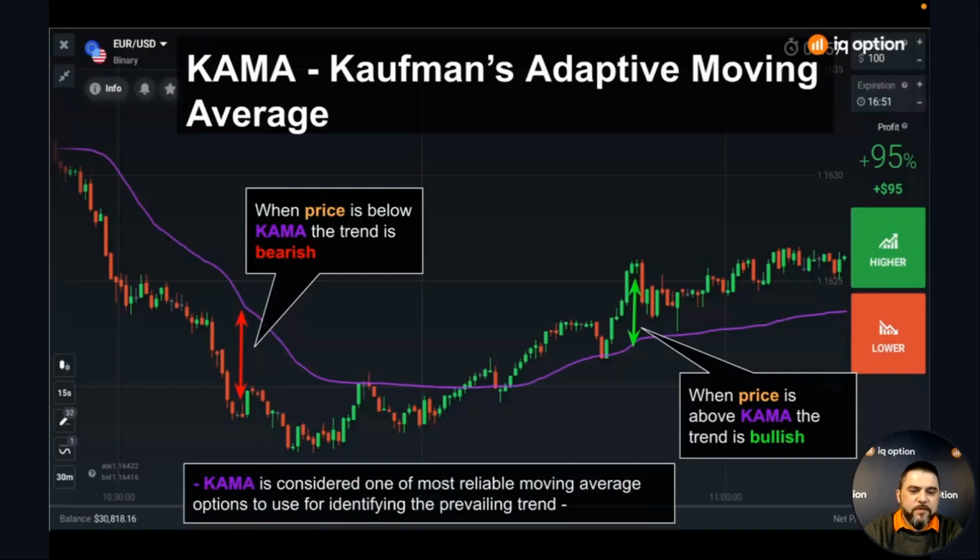Okay, COMMA is considered one of the most reliable moving average options to use for entering a prevailing trend. So the overall trend. This is a long trend. Very, very useful to have.